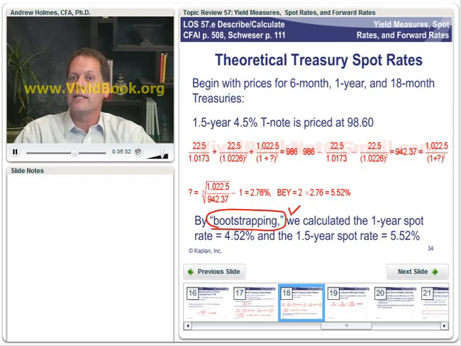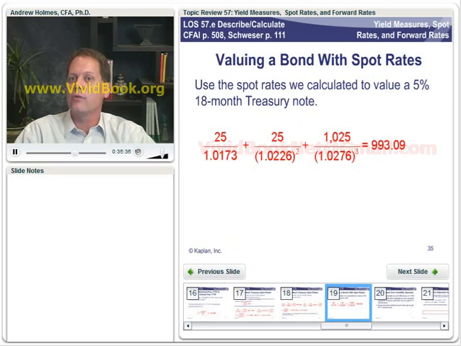So here's an example. We take these spot rates from our last example. We have a 5% 18-month Treasury note. Well, what's the value of that today? Well, if it's a 5%, that means we're going to get $25 each 6 months. So $25 6 months from now, a year from now, and 18 months from now, plus the $1,000 return of principal. Here are the spot rates we just calculated, again, allowing for the semi-annual nature of these rates. That tells us that the value of this bond should be $993.09.